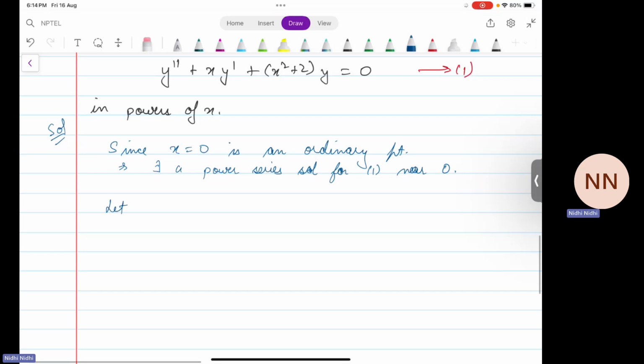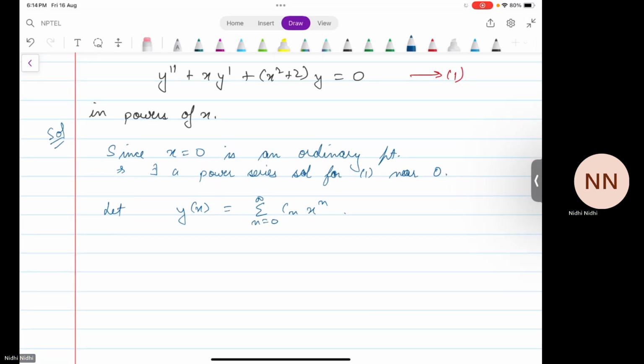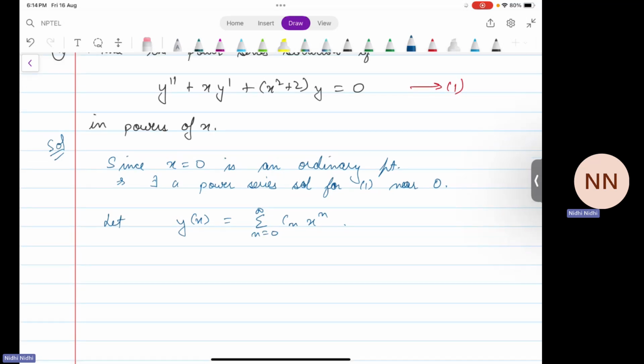So we can take y(x) equals the summation n from 0 to infinity of cn x to the power n. All we need to find are these coefficients cn. Once we have the value for cn, we can find the solution. Since y is a solution, we'll differentiate it once and twice, substitute these values back into equation 1, and then by comparing the coefficients of various powers of x, we'll find the value of the coefficients c.